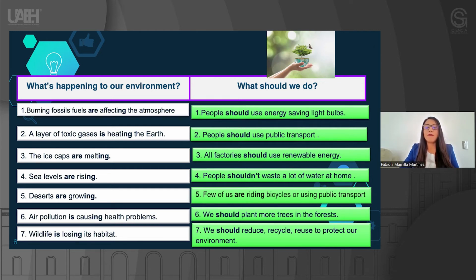So we have more examples. We should plant more trees in the forest. We should reduce, recycle, and reuse to protect our environment. People should use energy-saving light bulbs.